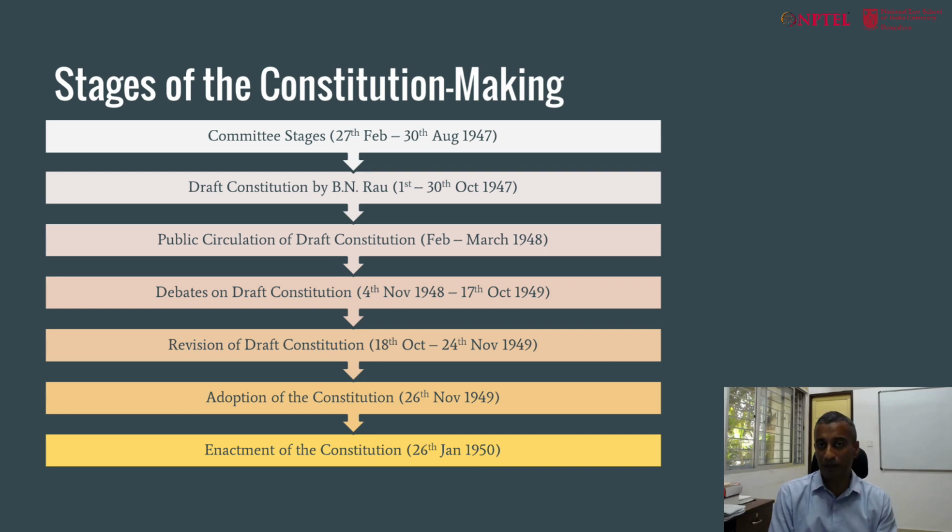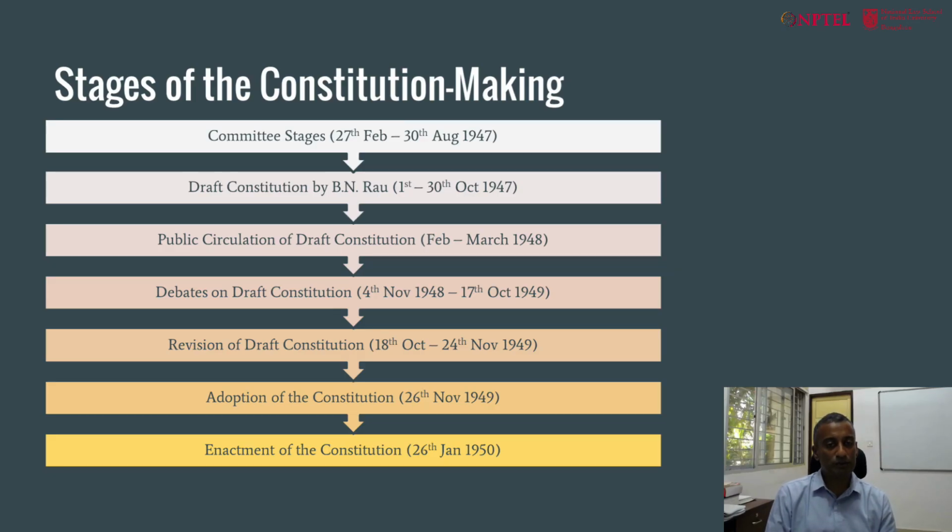B.N. Rao was a civil servant. He was not a politician, and he was not an elected member of the assembly. He had a position that was called a constitutional advisor. He was partly a secretary to the drafting committee, but had a key role in putting together these documents with the kind of meticulousness it takes to produce as voluminous a constitution as we had.